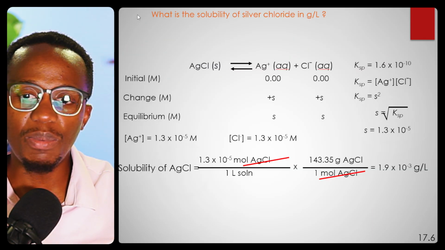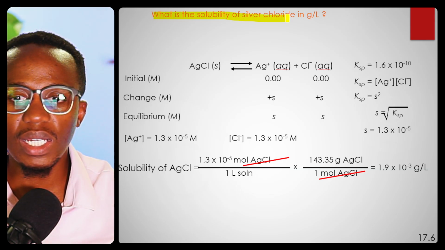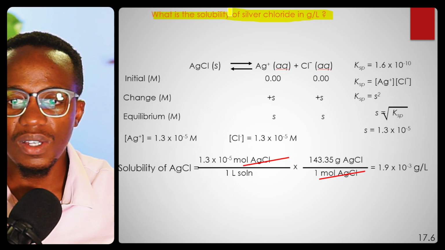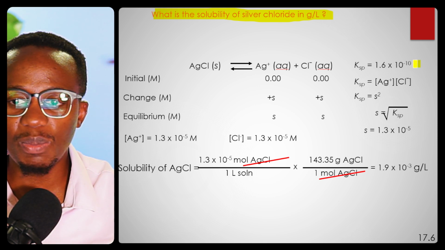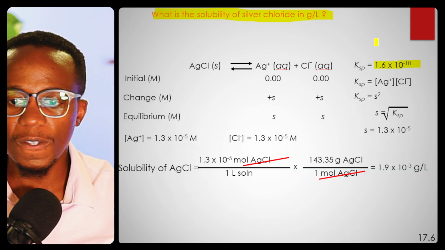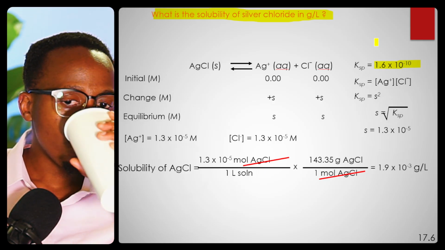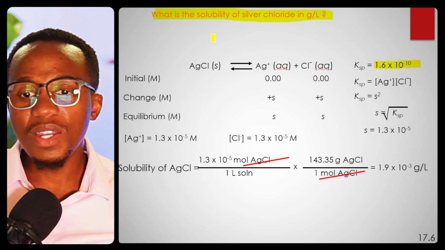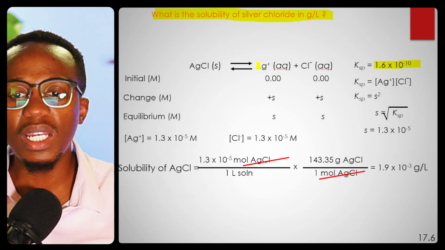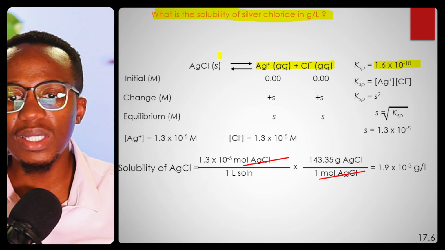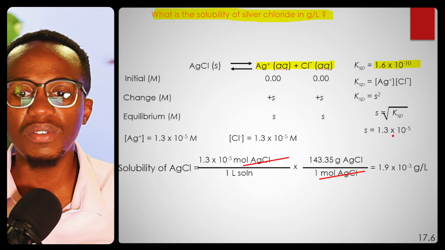So let me give you an example. I might ask you, hey, what is the solubility of silver chloride in grams per liter? And then they gave you the Ksp. So what is the solubility? You might not have seen this before. So again, when it comes to solubility, we only care about these, right? Because this is the powder. AgCl(s) is the powder. It doesn't get dissolved. Whenever it gets dissolved, it turns into this.